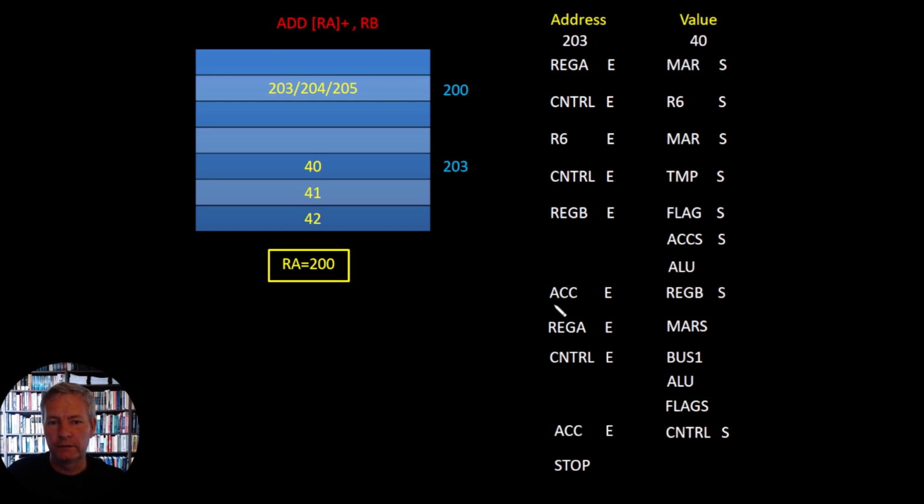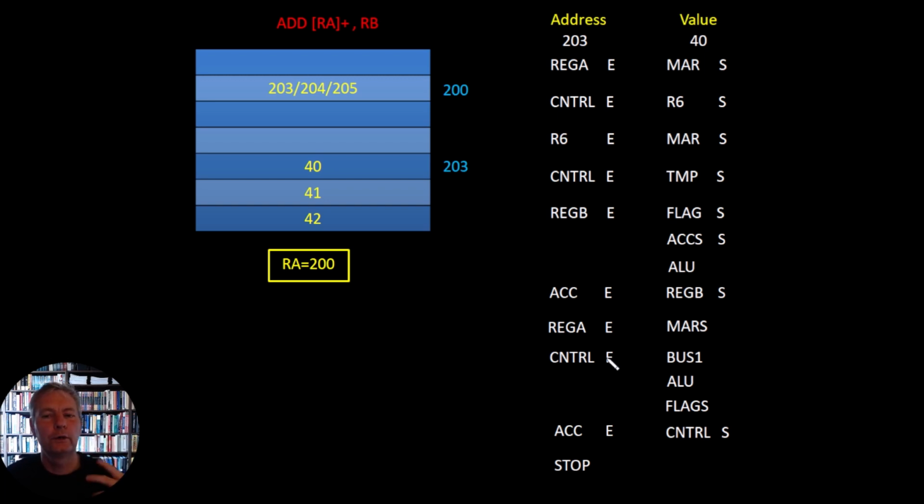To point back to here again, we'll enable Reg A onto the bus because we know Reg A's got the value 200. So Reg A gets enabled onto the bus, memory address register gets set. We're pointing to this memory location, and then we can enable that value onto the bus. So it's CNTRL enable. We're taking 203 onto the bus.